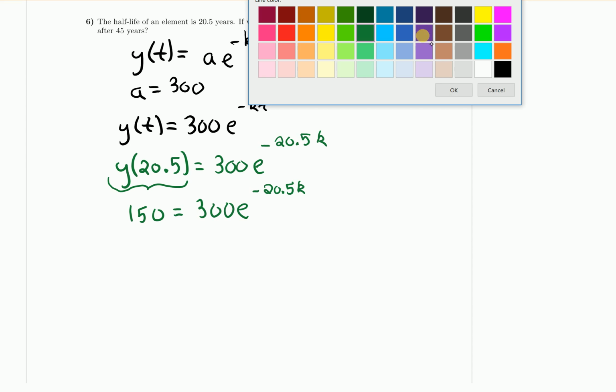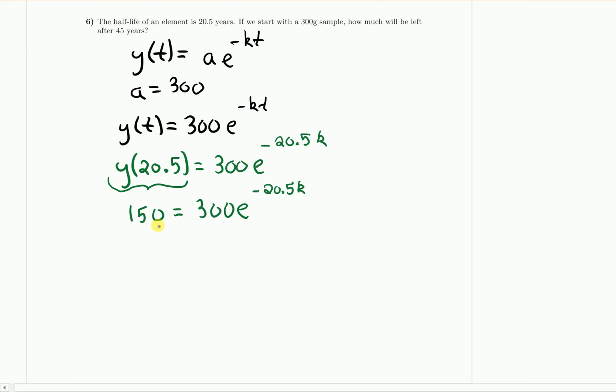Now I want to figure out what k is. Next, we'll divide both sides by 300. The 300s cancel on the right-hand side, and on the left-hand side, 150 over 300 becomes 1 over 2. So 1 over 2 equals e to the negative 20.5 k.